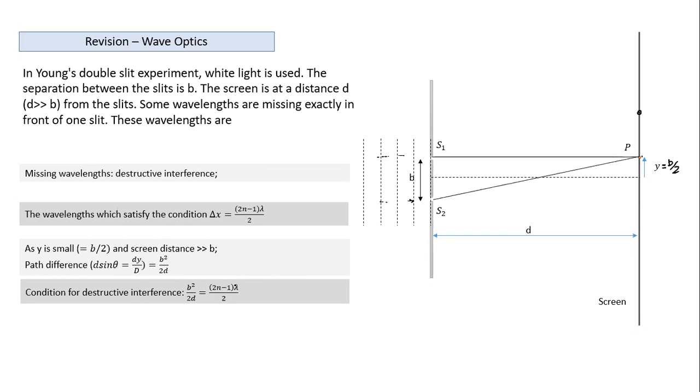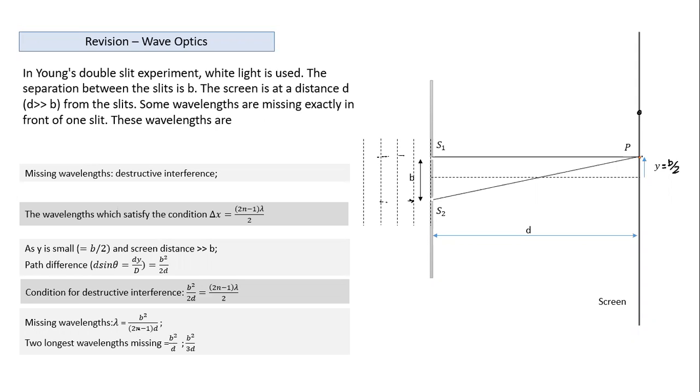We equate it to this term here. If I substitute different integer values of n, we get different values of lambda. A variation of this question could be: which are the two longest wavelengths which are missing? Numerous wavelengths are missing, but which are the two longest ones? Here we substitute the smallest value of n, which of course is 0, so the longest missing wavelength is equal to b square by d.